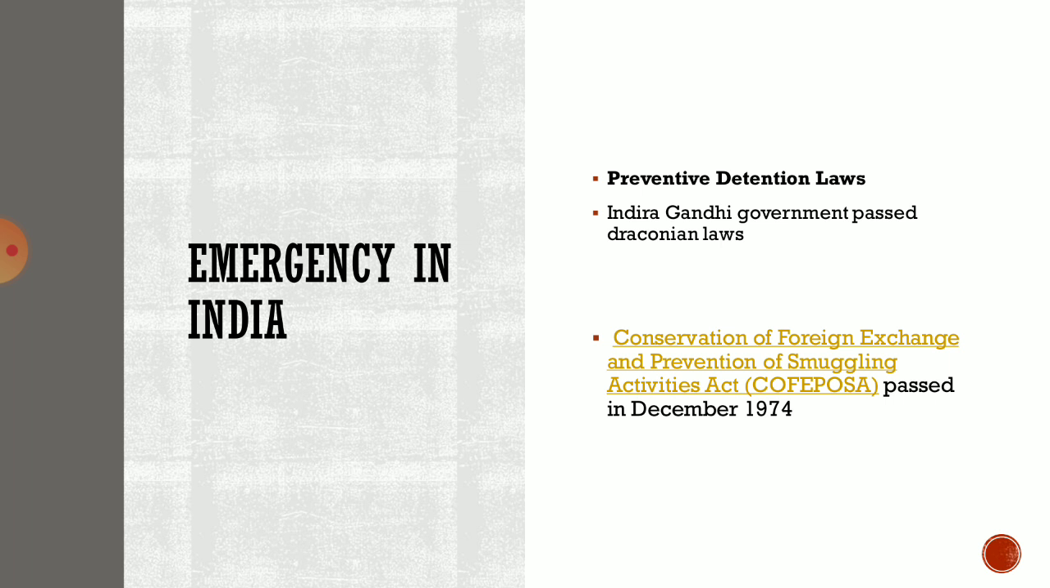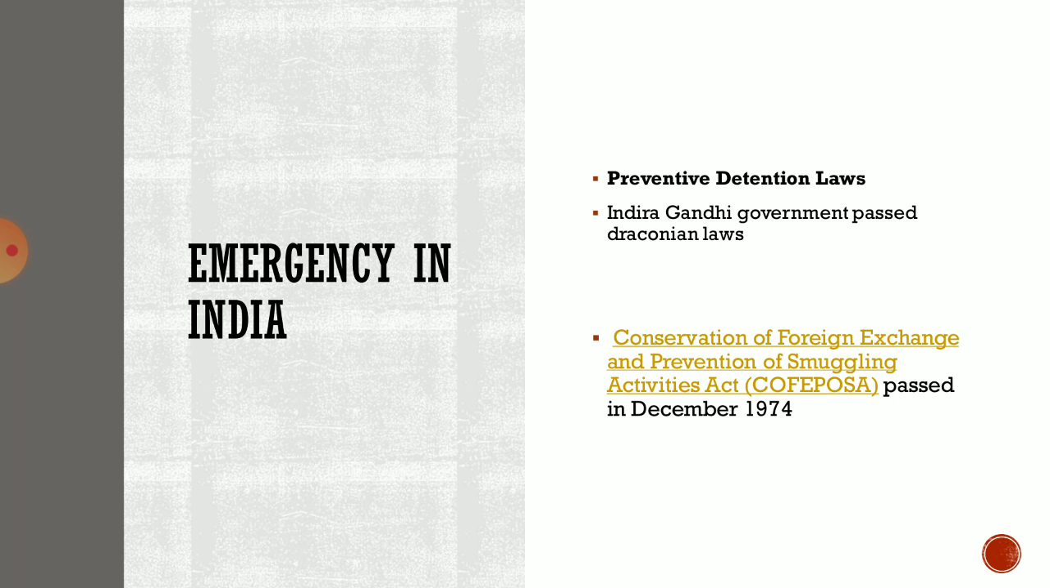So she also renewed the Defense of India Rules, which was withdrawn in 1967. So defense rules did not last that long, and it was withdrawn in the year 1977. Defense of India Rules were given an expanded mandate 5 days into the emergency and renamed as Defense and Internal Security of India Rules. Another law, Conservation of Foreign Exchange and Prevention of Smuggling Activities Act, COFEPOSA.